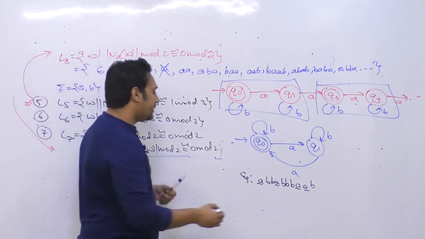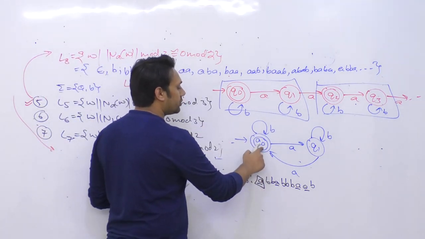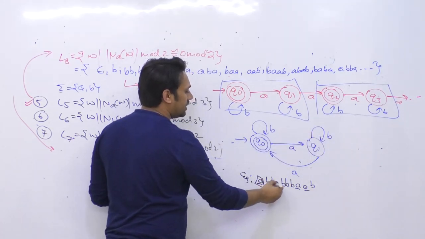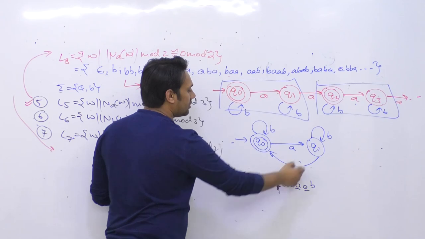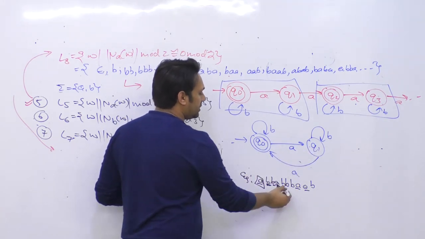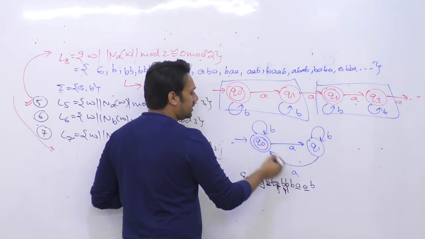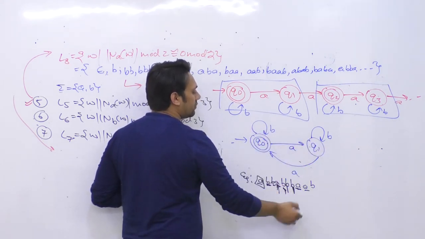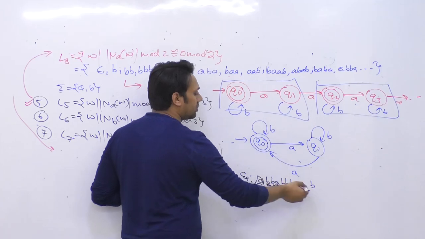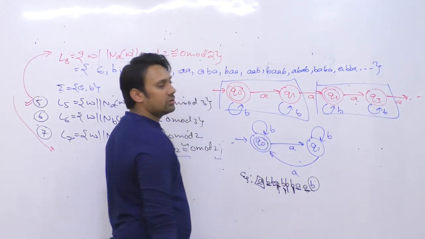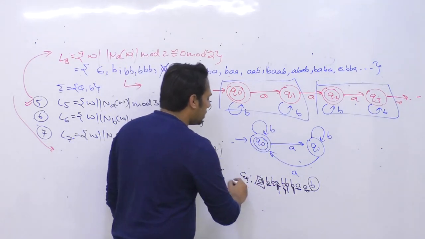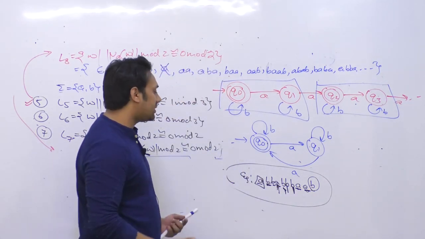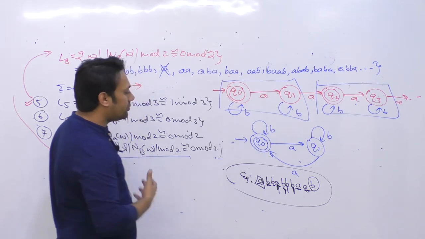So you can clearly see, if I give the first A, then I'll go from Q0 to Q1. From this B, Q1 to Q1. From this B, Q1 to Q1. From this A, Q1 to Q0. From this B, Q0 to Q0, from this B, Q0 to Q0, from this B, Q0 to Q0, from this A, Q0 to Q1, from this A, Q1 to Q0, and from this B, Q0 to Q0. So basically, we are not really interested in the number of B's, we are only interested in the number of A's. Okay, I hope that you understood this.